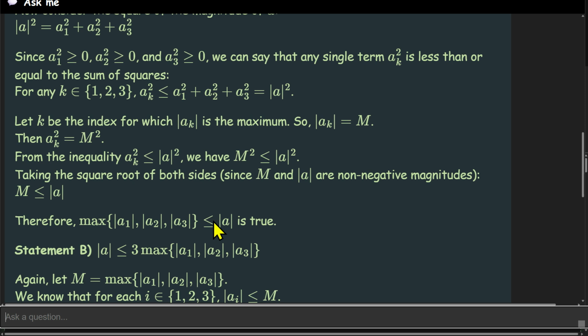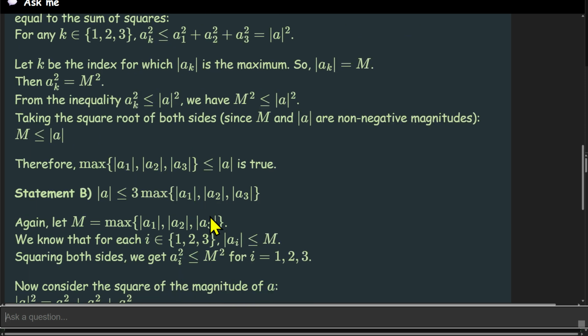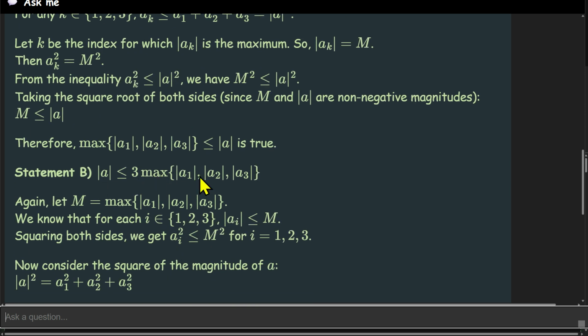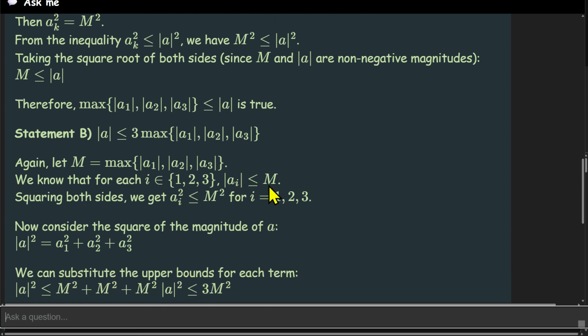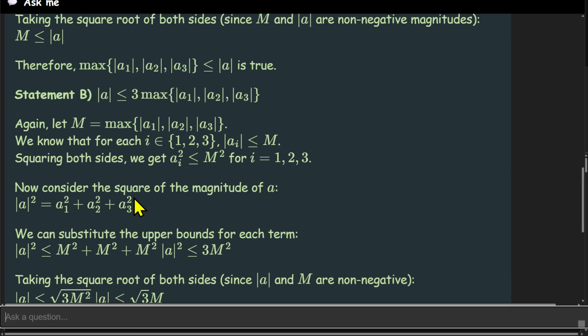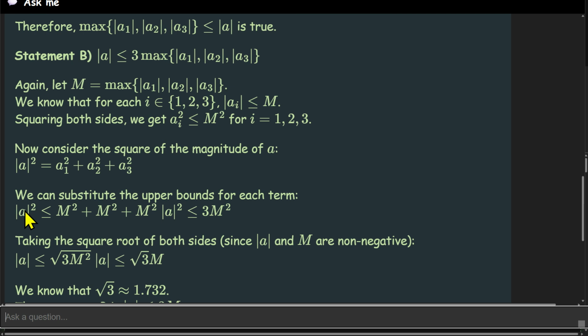तो बी ऑप्शन के लिए देखो अभी ए ट्रू है, क्लियर हो गया. बी ऑप्शन के लिए देखो, बी क्या है, mod of a less or equal to 3 times maximum of this one, तो इसको फिर से m सेट करेंगे. We know that mod of ai क्या है less or equal to m. क्लियर. Squaring both sides, ai square less or equal to m square. क्लियर. नाउ कंसिडर द स्क्वायर ऑफ द मैग्नीट्यूड, मतलब mod a स्क्वायर क्या होता है, a1 स्क्वायर प्लस a2 स्क्वायर प्लस a3 स्क्वायर. तो mod a स्क्वायर क्या हो जाएगा, m स्क्वायर प्लस m स्क्वायर प्लस m स्क्वायर, दैट इज लेस और इक्वल टू 3m स्क्वायर.